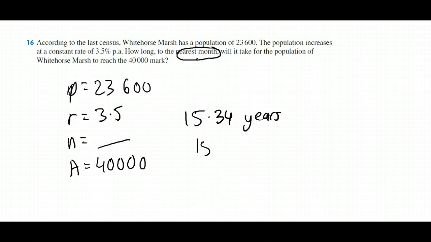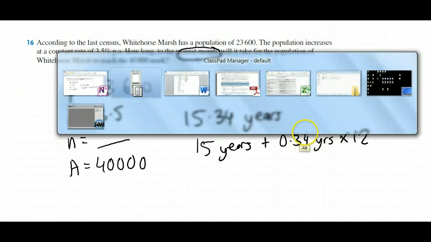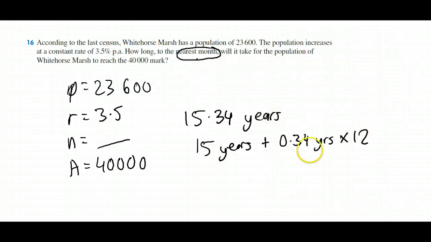So it's going to be 15 years plus however many months 0.34 years is, and to find that we need to multiply it by 12. There's 12 months in every year, so if we do 0.34 times 12, we get 4.08 months. So 15 years and 4 months. That's going to be our answer.